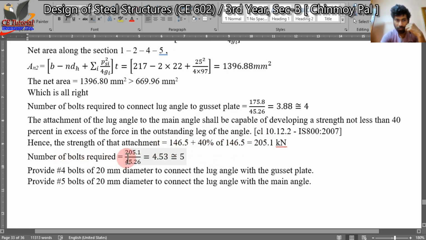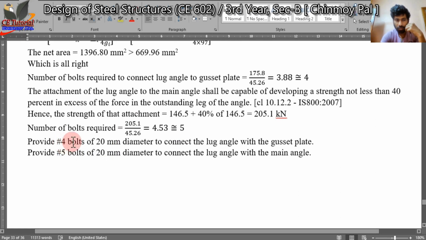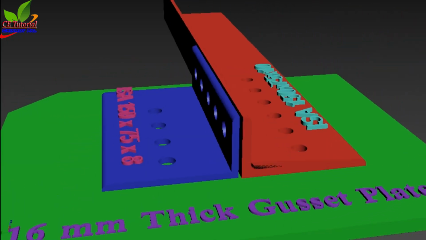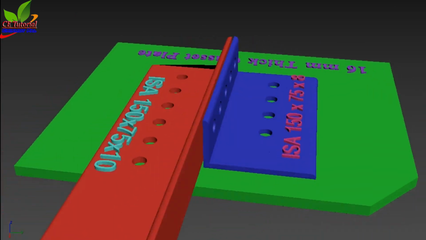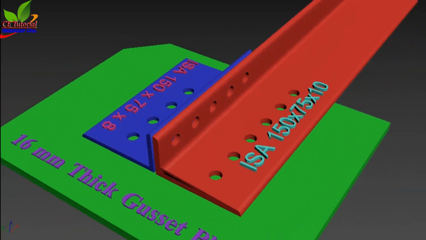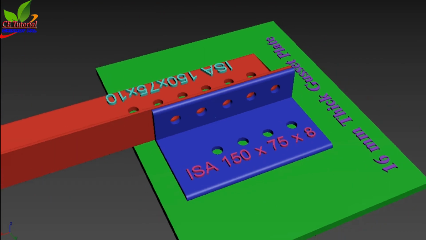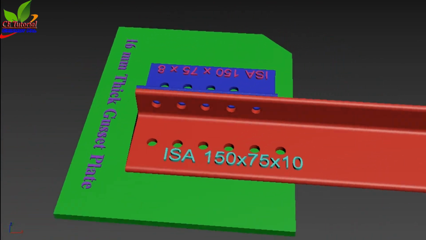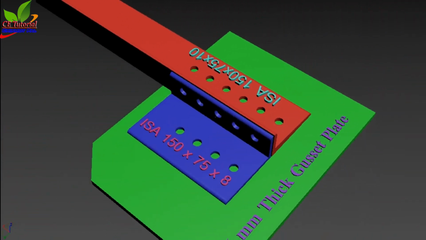So the required number of bolts is 205.1 divided by 45.26, that is 5. So we are providing 4 bolts to connect the lug angle with the gusset plate, and 5 bolts to connect the lug angle with the main angle. And this is our connection. The red colored angle is the main angle, that is ISA 150/75/10, and the blue colored angle is the lug angle, that is ISA 150/75/8.